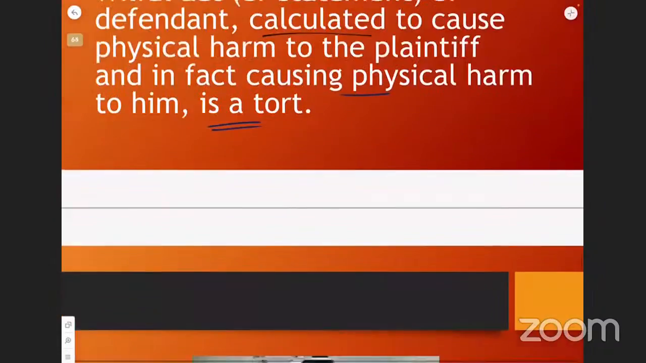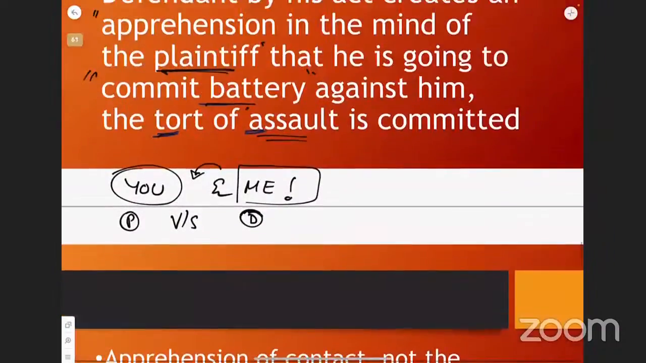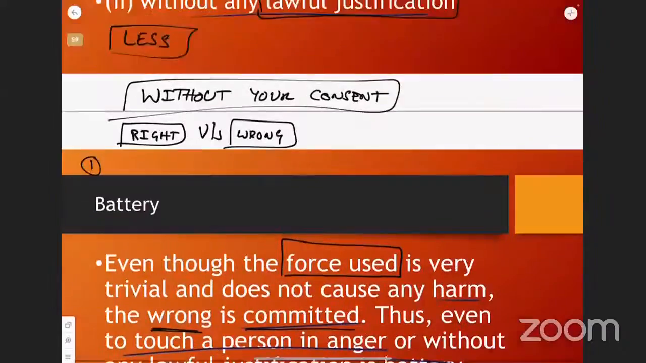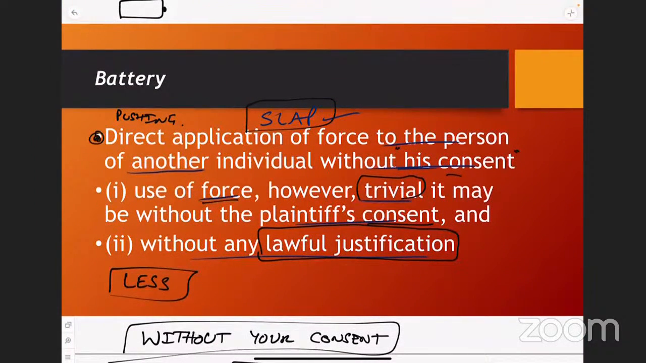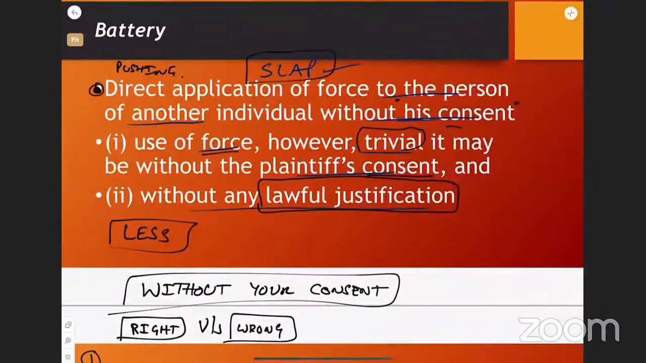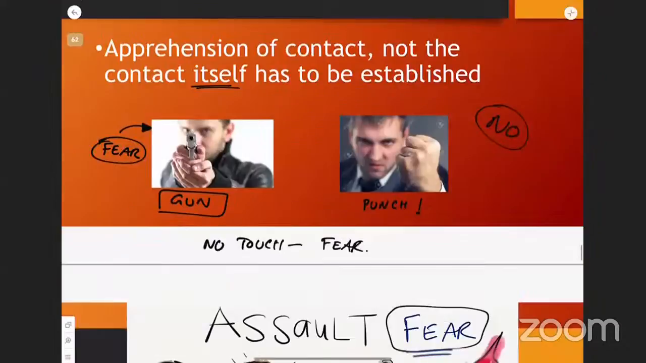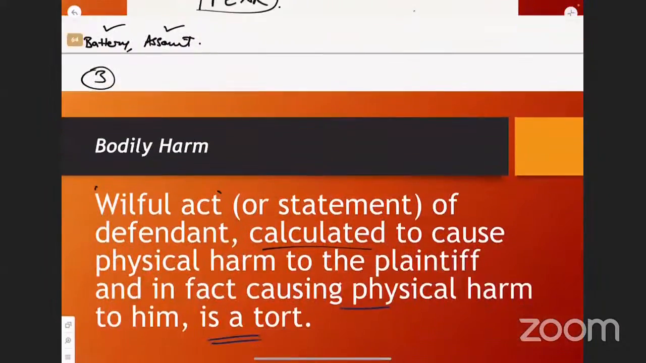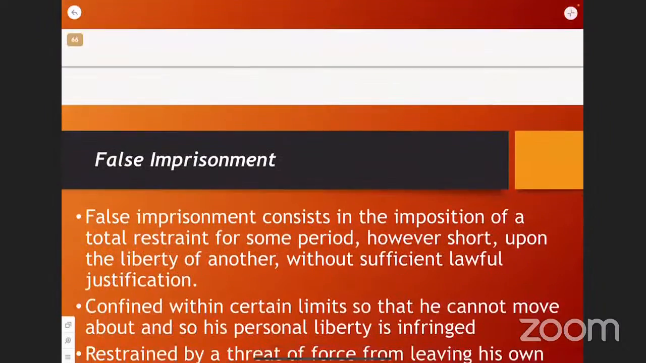So here, what is the difference? Then you'll say, sir, bodily harm and battery are the same. So please remember, in battery the physical harm is secondary, because you might not have planned it. But in bodily harm, you are planning to cause very serious physical harm to the person. That is why we call it bodily harm.